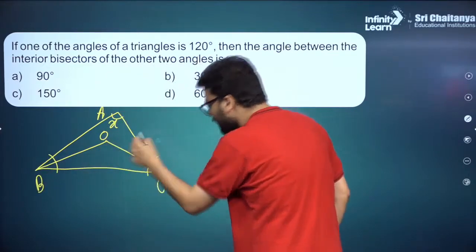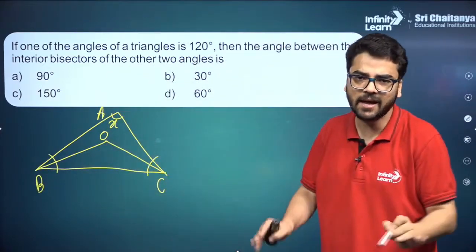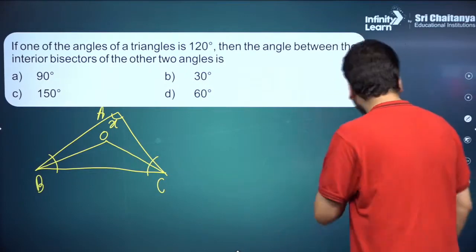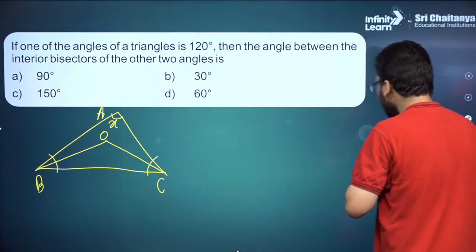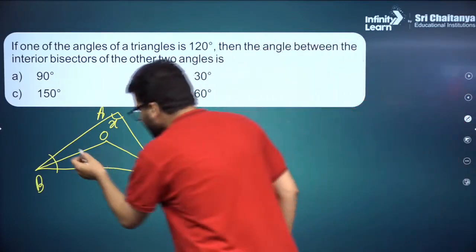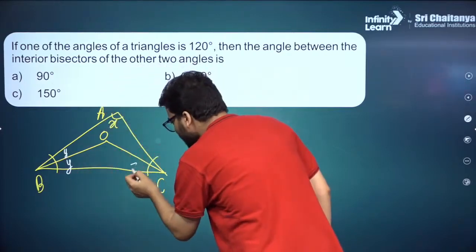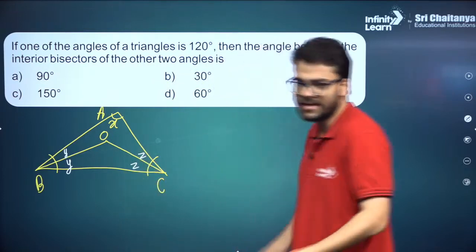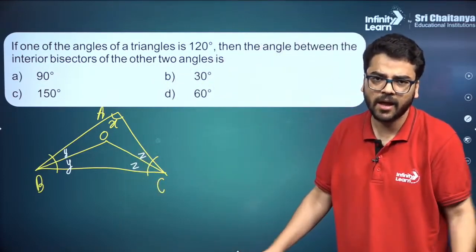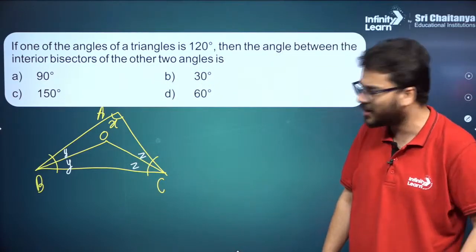OC is the bisector of angle C. I can say that these are bisectors. Now if they are bisectors, what we can say over here, guys? It means if I say that this angle is Y, this will also be Y. If I say that this angle is Z, this is also Z. That is the meaning of bisectors, correct? I hope this is clear to everybody. It's a very simple thing.